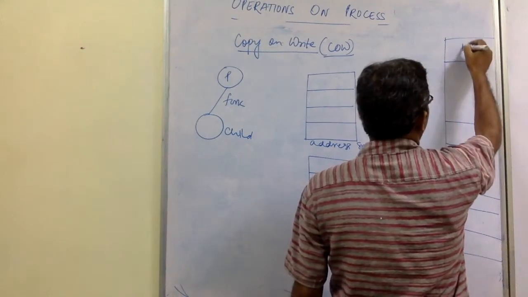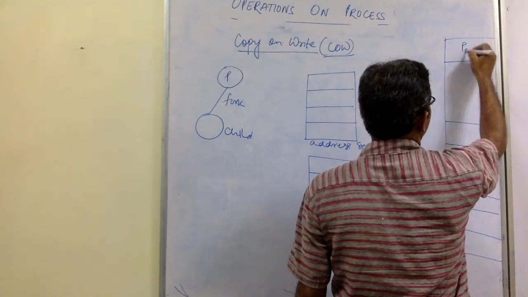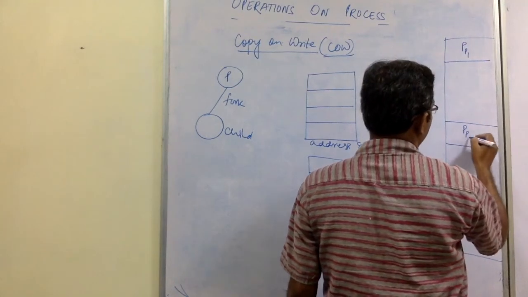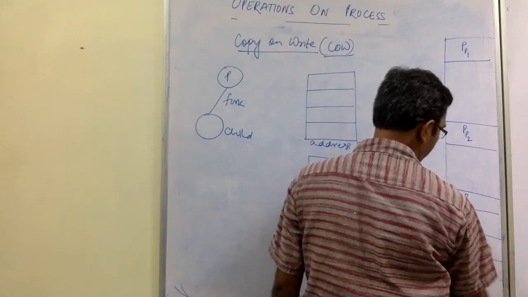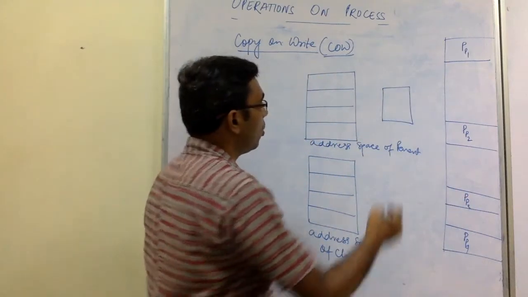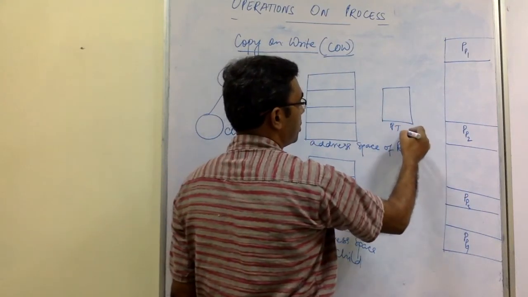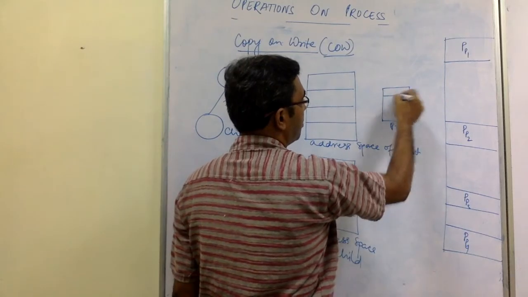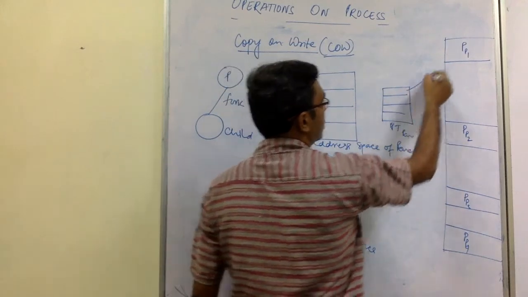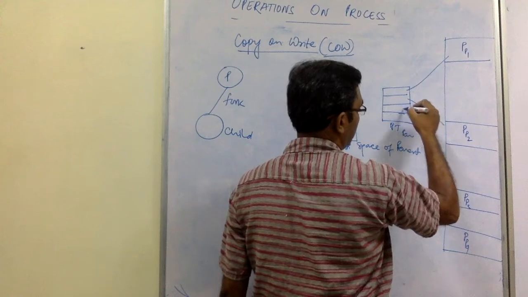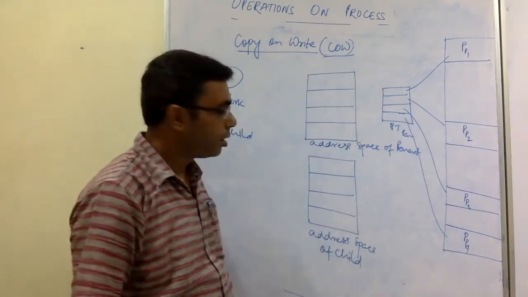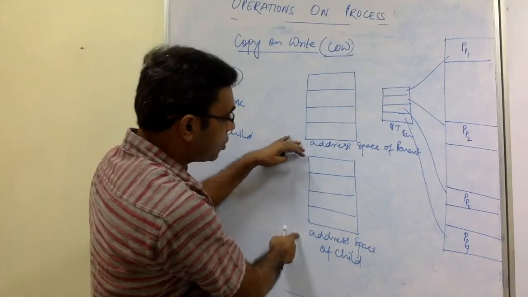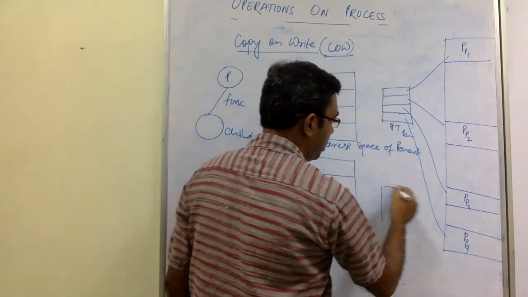So this is parent process page 1, this is parent process page 2, this is parent process page 3, and this is parent process page 4. So what the page table of the parent process will hold is the mapping of these 4 pages. Right? Okay.